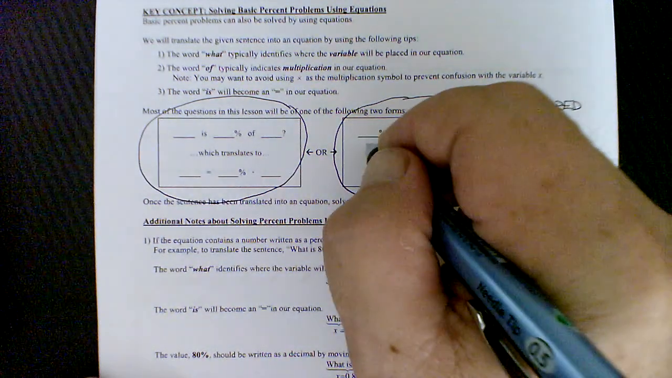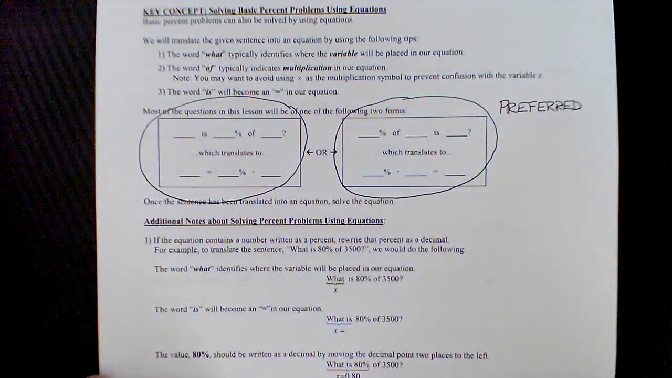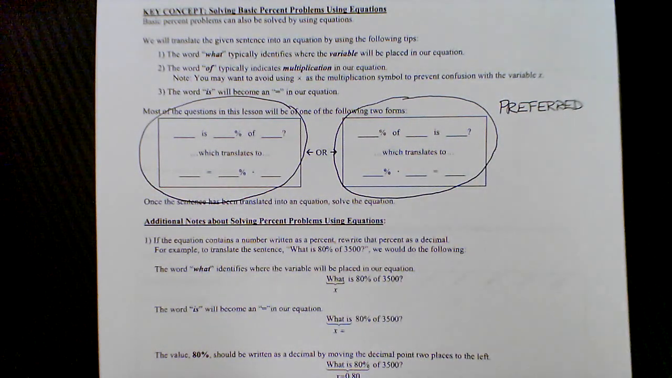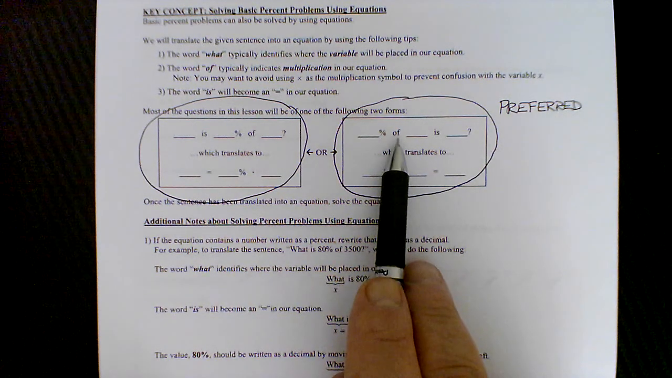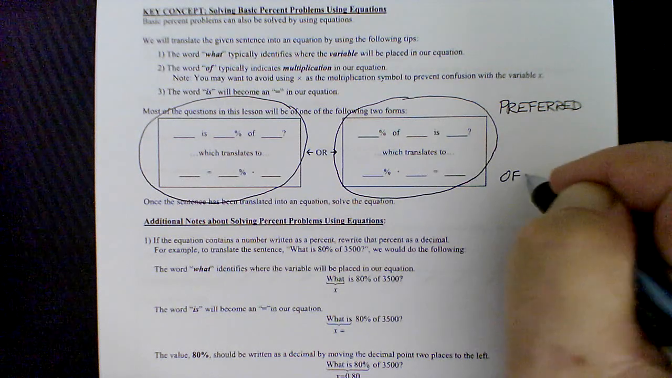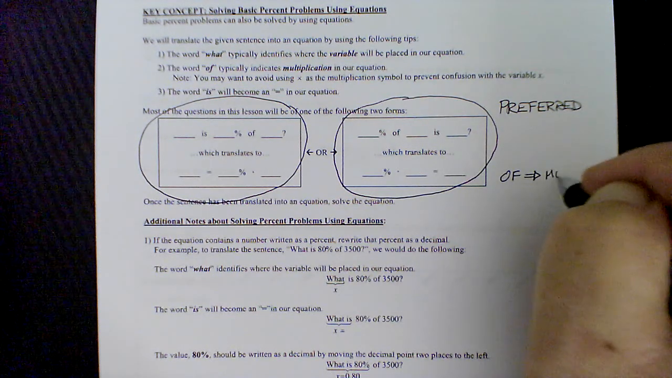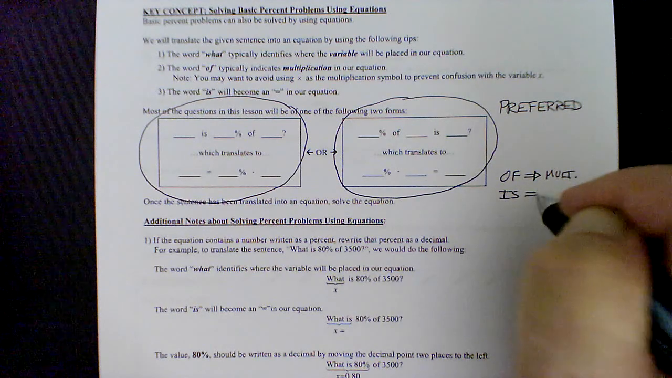This sentence here: blank percent of blank is blank. I'm going to write that down every time, and then you're going to see how to fill it in. And all you have to know is that "of" means to multiply. So "of" implies multiplication, and "is" means equals.